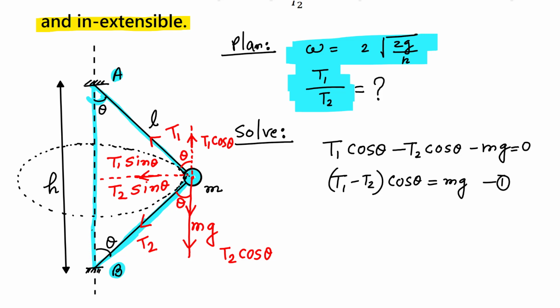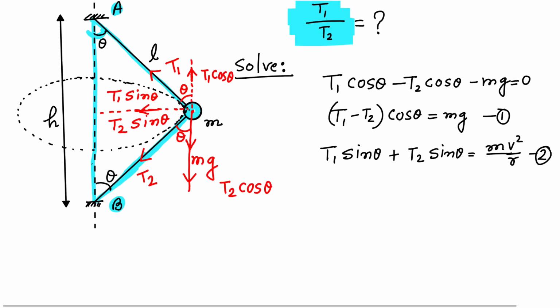And the second equation we can write, that is force towards the center, that is T1 sin theta plus T2 sin theta is equal to mv square by r, or we can write m omega square r. If you want, you can write in both formats. Let us keep this in the format mv square by r. Let's call this equation 2.